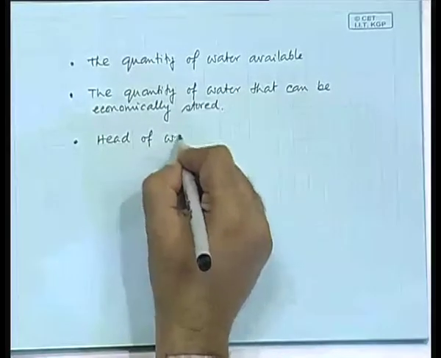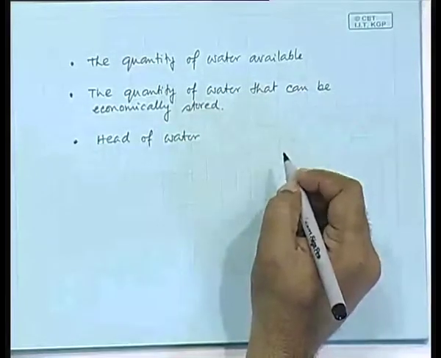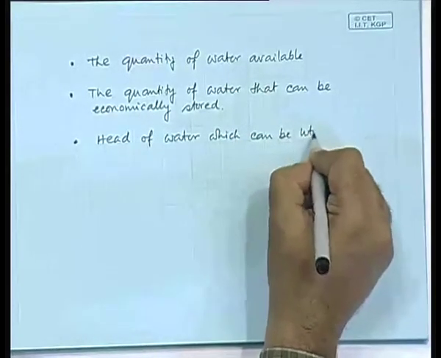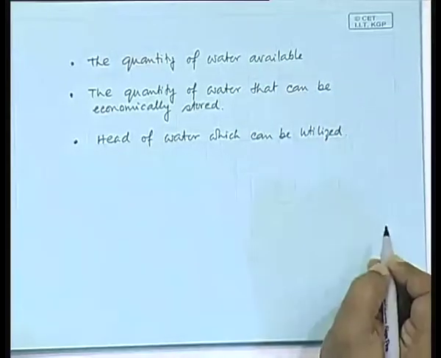Obviously, the storage will depend on the availability of a particular type of site. In general, the geographical location has to be such that in most sites it is surrounded by some kind of a hilly terrain, so that you don't have to construct a dam on all sides. On one side you construct a dam so that you enclose a certain amount of water. So all these geographical considerations have to be taken into account in order to decide this. Okay. Then we need to understand the head of water, which can be utilized.